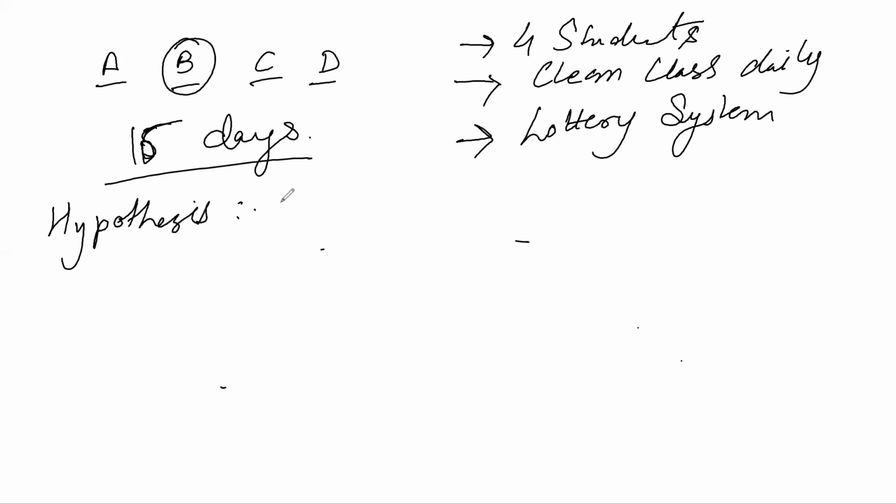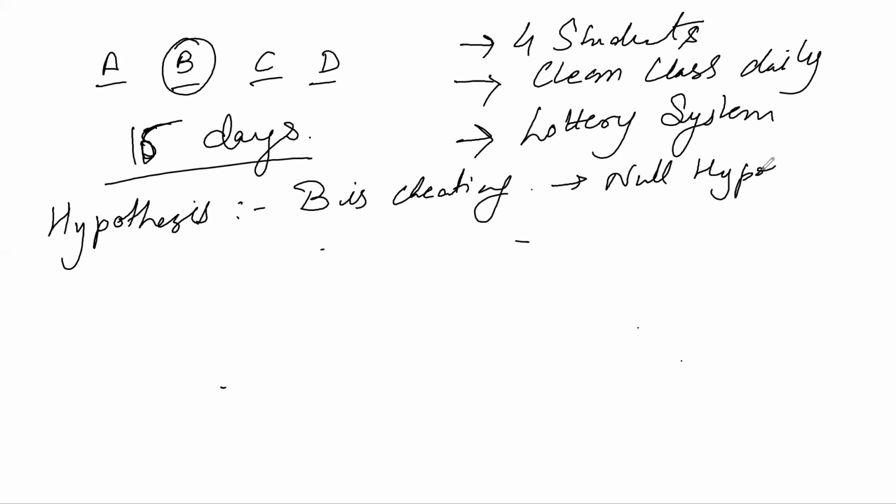So the hypothesis is that B is cheating, and let's say this is my null hypothesis, right? Now we have to calculate the probability of this null hypothesis, right? So now let's say I calculate probabilities, right?